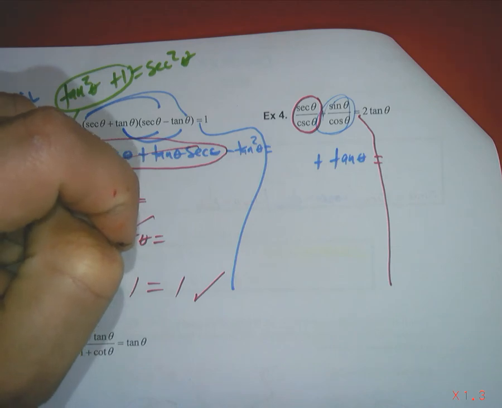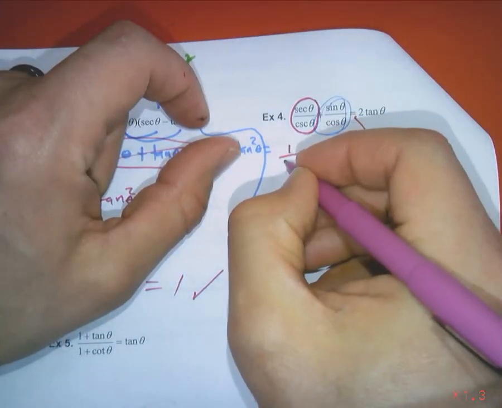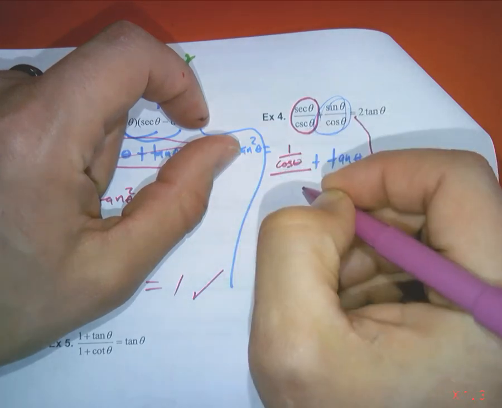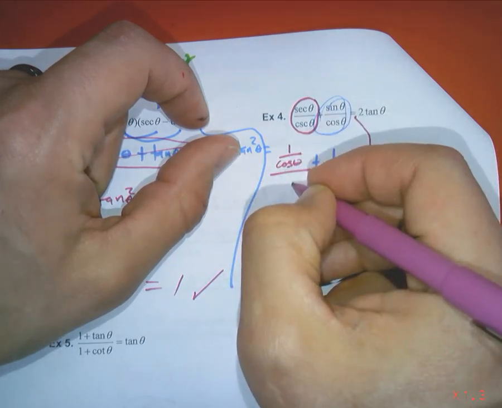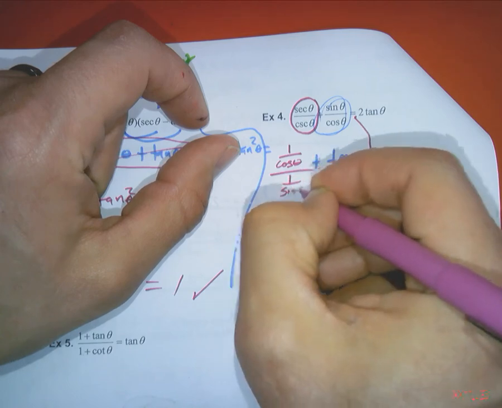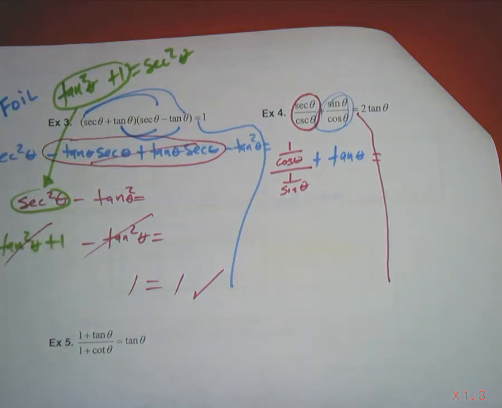Johnny? Secant could be 1 over cosecant. Okay, so secant is 1 over cosine. And what's cosecant? That one is 1 over sine. Perfect. All right, so now we've got that in terms of sines and cosines, right?